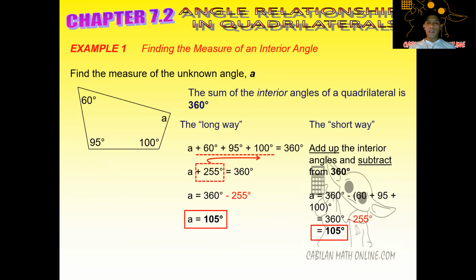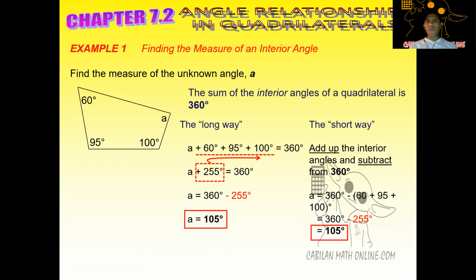Now with a scientific calculator, you can actually do it from this first step to give you the final answer as well. Just make sure that when you add up the three angles, you put it in brackets and get the calculator to do all the work for you. All right, so those are just the two ways you can do that particular problem.